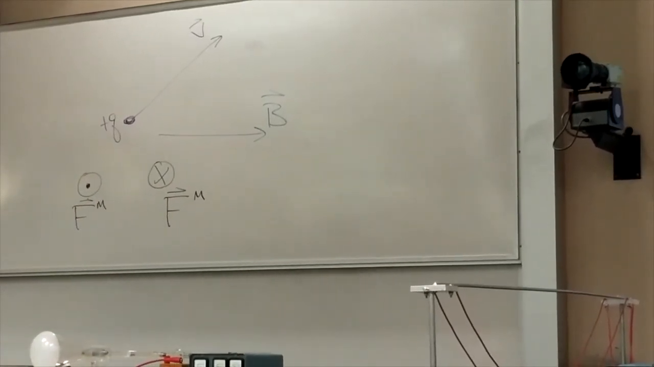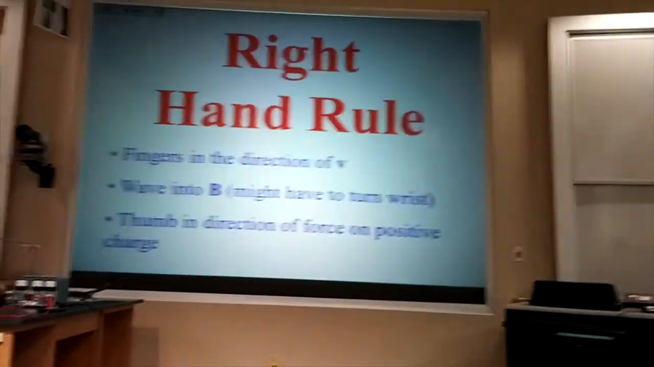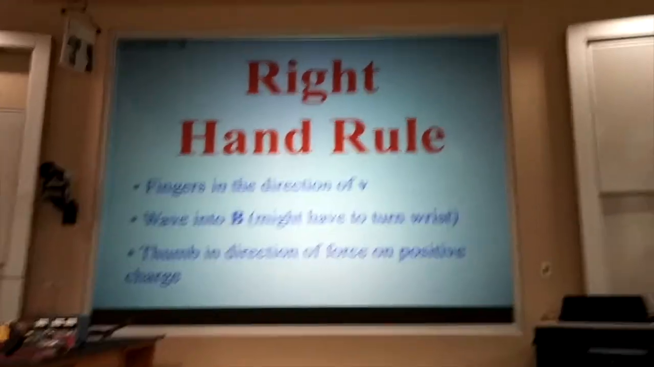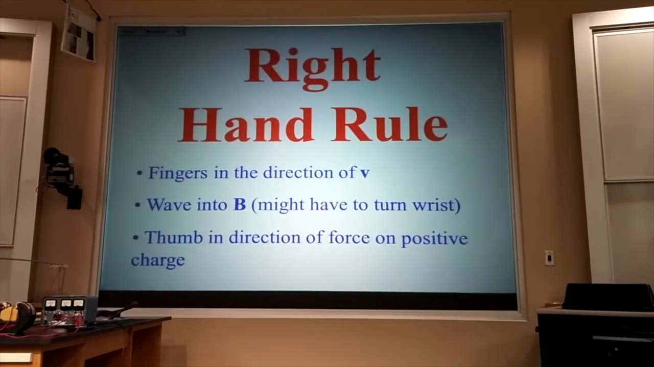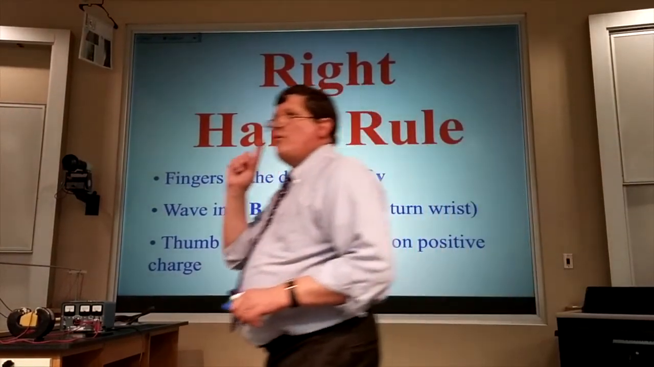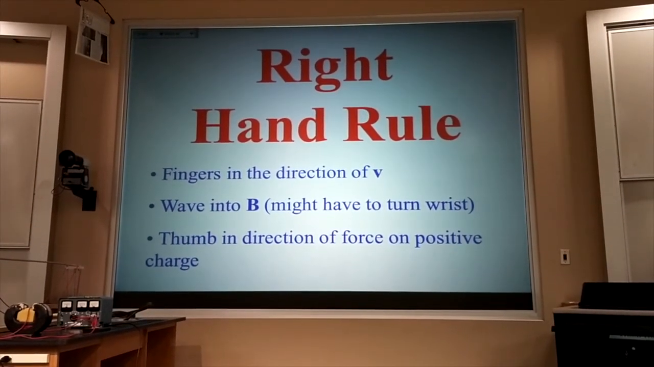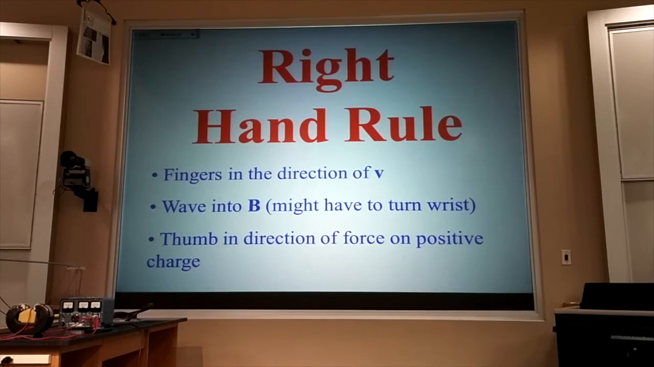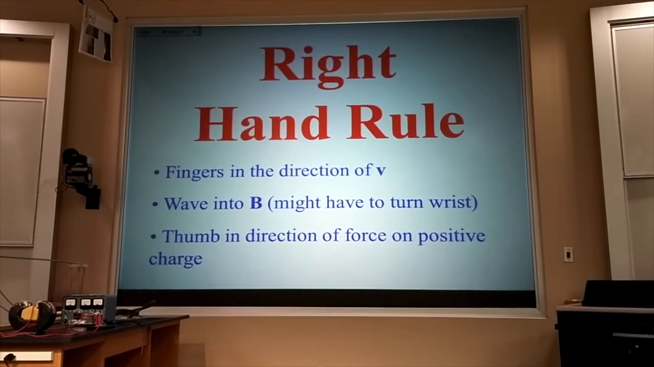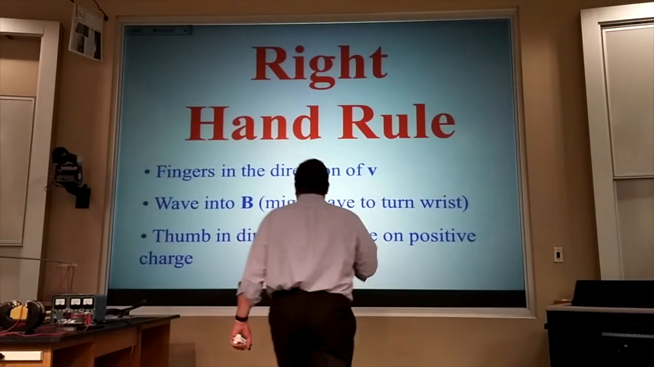Now, in order to figure out which one it is, we use what's called the right-hand rule. And if you've been to tutorial, and I guess you all have, you know that there are 3 right-hand rules in this class. Only the first right-hand rule gives you the direction of the magnetic force. The other 2 right-hand rules are just memory devices to help you visualize the magnetic field. But the force is given by right-hand rule number 1.